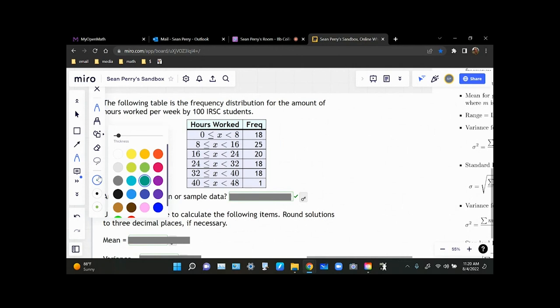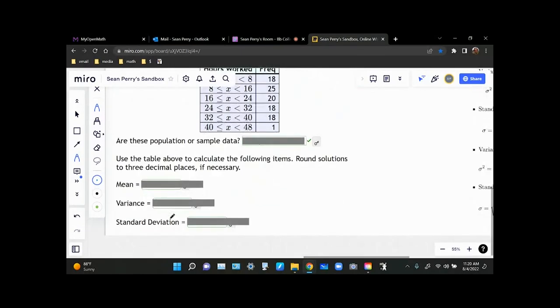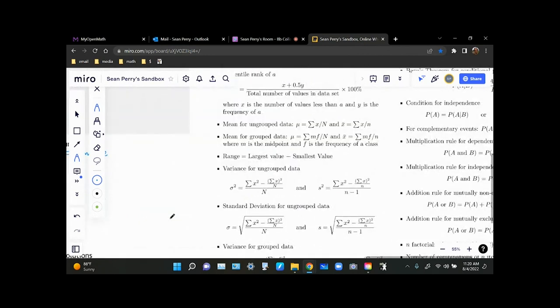We also know the answer to the first question. It asks whether this is population or sample data, and the answer is it's definitely a sample. This is because 100 IRSC students is not all IRSC students, and hence we are talking about a sample taken from the IRSC students. What else are they asking us for down here? They're asking us for mean, variance, and standard deviation. And so we go to our formula sheet to see how to calculate those. Here we have grouped data, and we are looking at a sample, so we use these symbols.